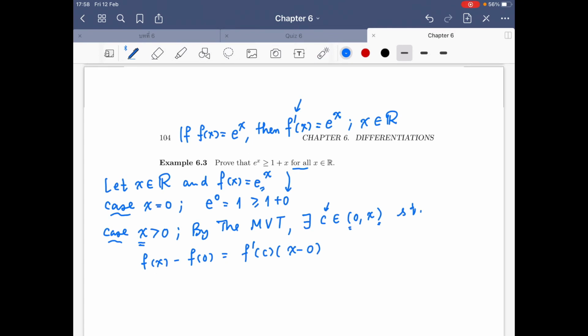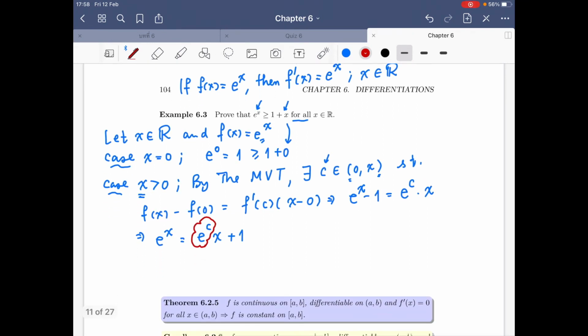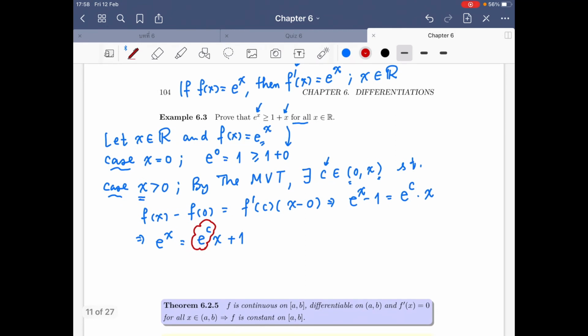So your f of x is e to the x. Your f at 0 is 1. Your f prime at c is e to the c, and then multiplied by x. So it means that you got e to the x, because you need your left hand side to be only e to the x, equals e to the c times x plus 1. So you almost got what you want. However, this is the thing that is too much, right? We don't really need this e to the c.